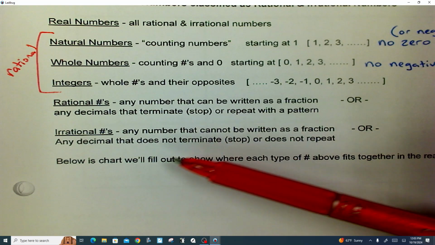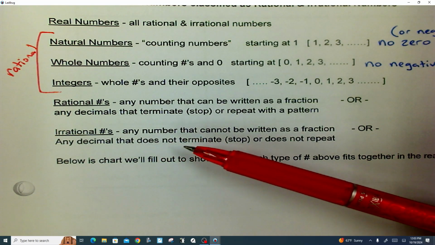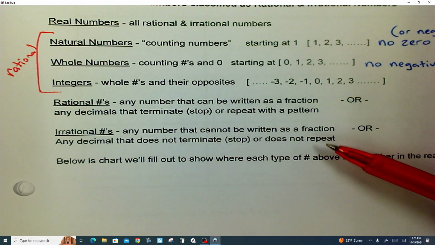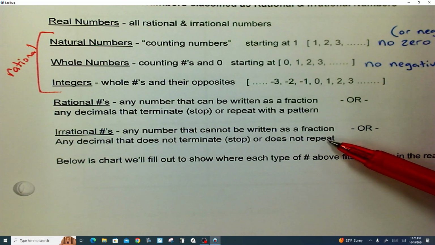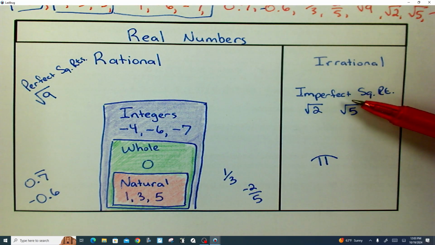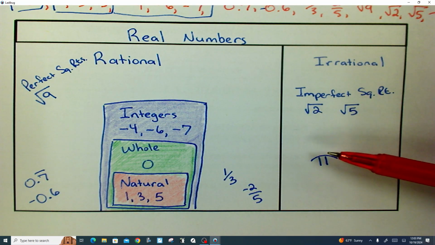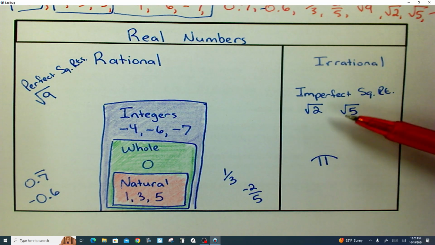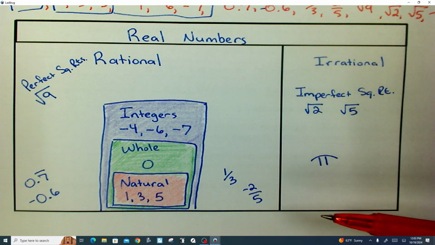But irrational numbers, if you look at the decimals, they do not stop. They don't terminate. They keep going forever. But they're not going to have that repeating bar on them. And that's what pi and the imperfect square roots cause. The decimals go on forever with no pattern. And because of that, they've got their own category and we call them irrational because we can't turn them into fractions.